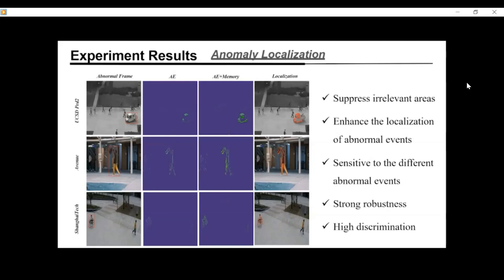In comparison to the no-memory case, the model with a memory model can realize a more vivid representation of the abnormal events. Concretely, we can see that normal regions are predicted very well, while abnormal regions are not. Abnormal events such as the appearance of the car, the appearance of the skateboard, and the appearance of a bicycle are highlighted. This also illustrates that our method is sensitive to different abnormal events, and it has high discrimination between normal events and abnormal events.